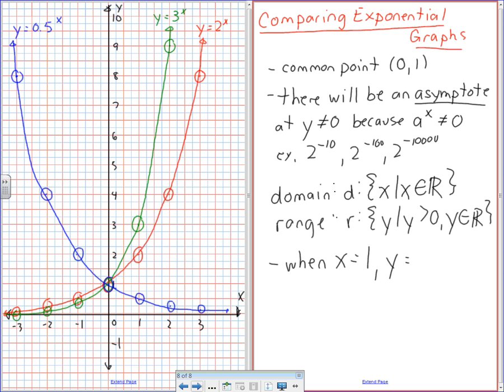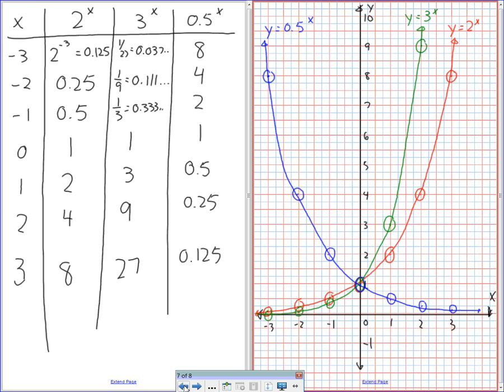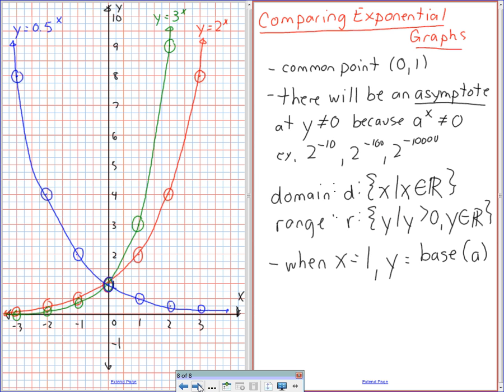Okay, well, let's go back. Go ahead. Yeah, okay, so your base, okay? Which happens to be a. So if you look back at my chart over here, when x is 1, y is 2, because 2 to the x. When x is 1, y is 3, because of 3 to the x. When x is 1, y is 0.5, because 0.5 to the x. What we're going to do is use these three common points, which are 0, 1, 1 in the base, and y can't be 0. And we're going to do transformations in graphing from there. Good.